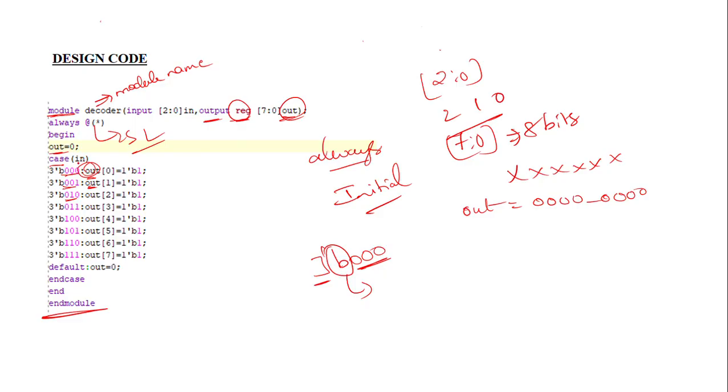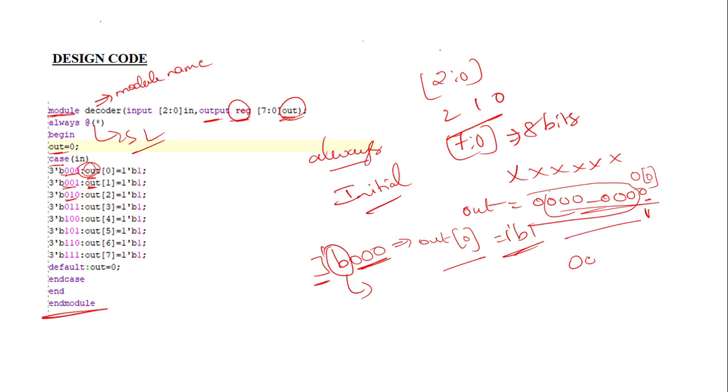If the in value is equal to 0 0 0, then the out value is assigned as follows: out of 0, that is O0, is going to be 1. The 1 tick b means 1 is assigned to out of 0. The remaining bits stay the same as before. This is the LSB part, out of 0. This value is 1 and all the remaining are 0. So the output will be 0 0 0 0 1.